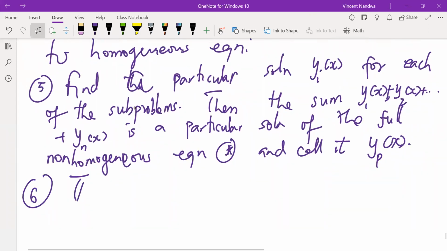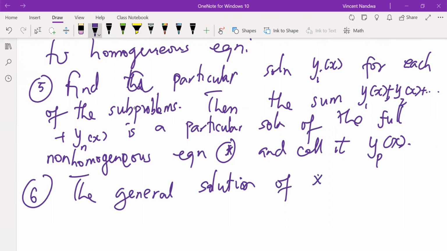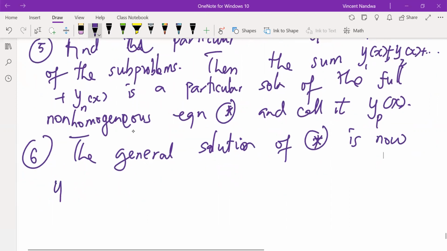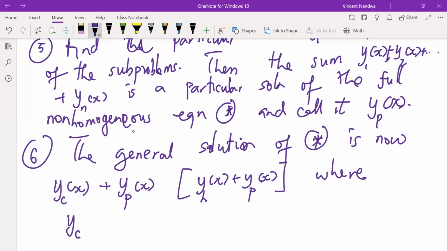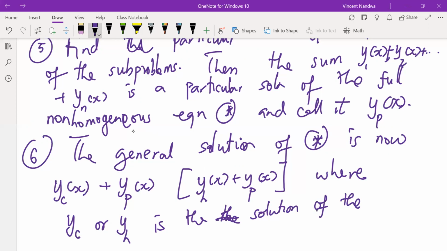So 6, the general solution of star is now yc of x plus yp of x, or we can say yh of x plus yp of x, where yc or yh is the solution of the homogeneous equation.